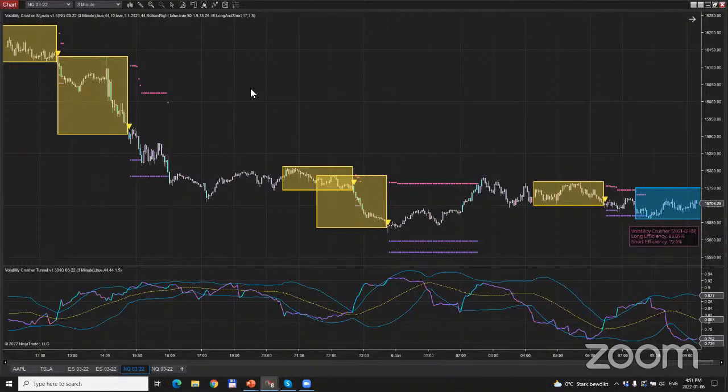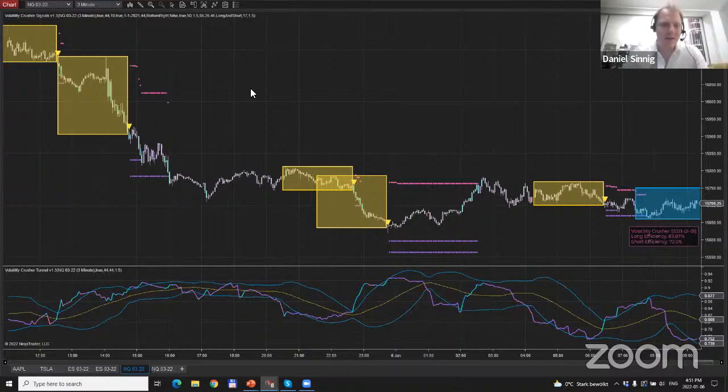Okay, Ed wants to know what is the lowest time frame he can use. Is it 1 minute or even 30-second charts? Anything. Yeah, it all comes down to finding the right parameterization of these indicators. But we've used our indicators on tick charts even, so it is possible.